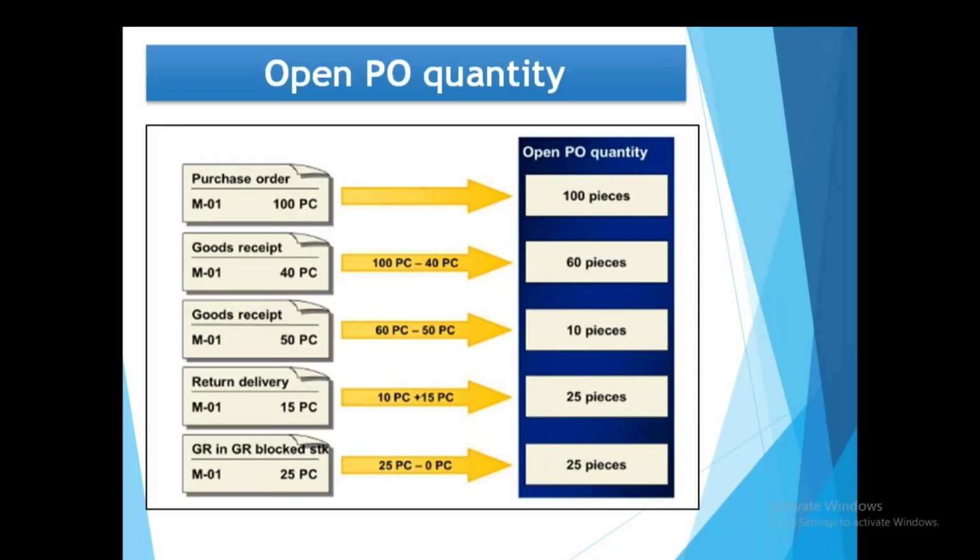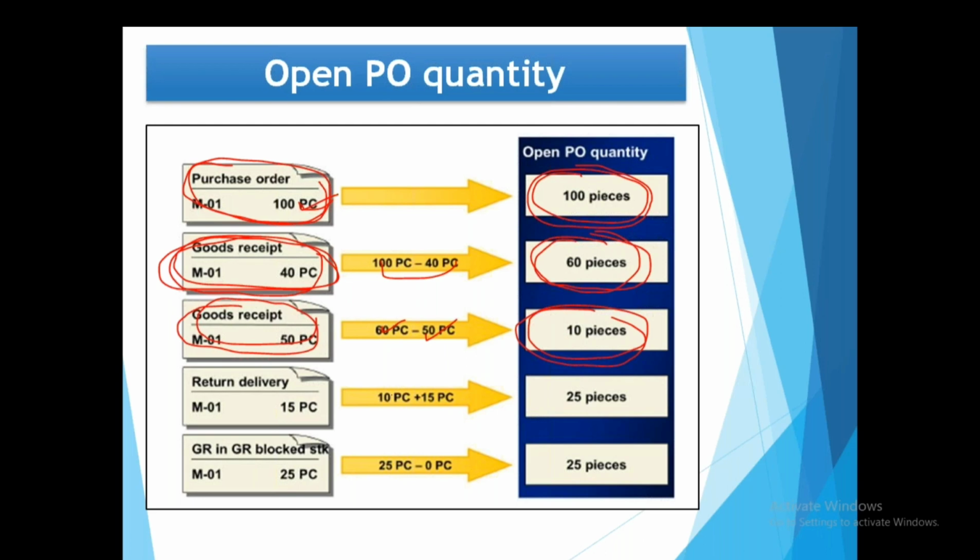Open PO quantity means, let's say you created a purchase order for 100 pieces. At that time, the open PO quantity will be 100. Now, after that, you received the first quantity as 40 pieces. So now the open quantity will be 60, 100 minus 40. Now again you received another 50. So now the open quantity will be 60 minus 50, 10 pieces.